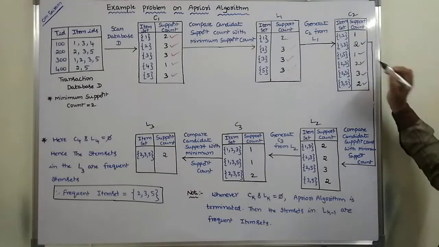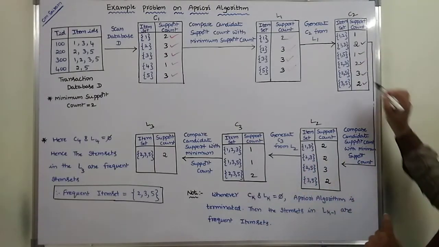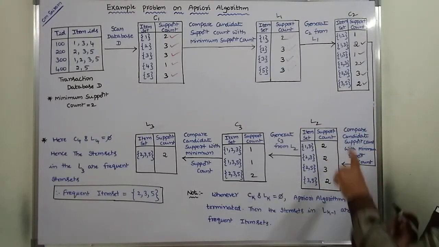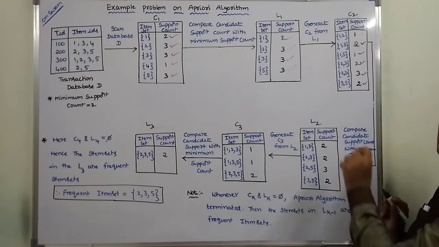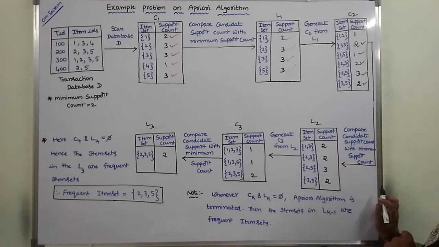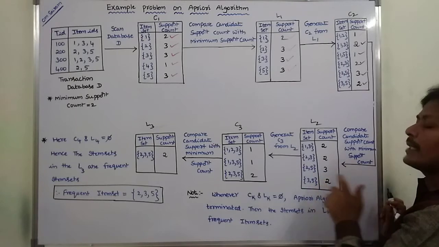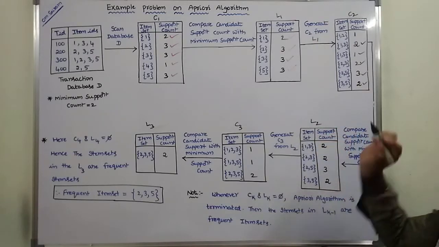Next, the remaining item sets are: 1 comma 3 is existing, 2 comma 3 is existing, 2 comma 5 is existing, 3 comma 5 is existing. In L2, what item sets are present? The item sets whose support count is greater than or equal to the minimum support count are present in L2. Okay, 1 comma 3, 2 comma 3, 2 comma 5, 3 comma 5 have support counts greater than or equal to 2, so they exist in L2.